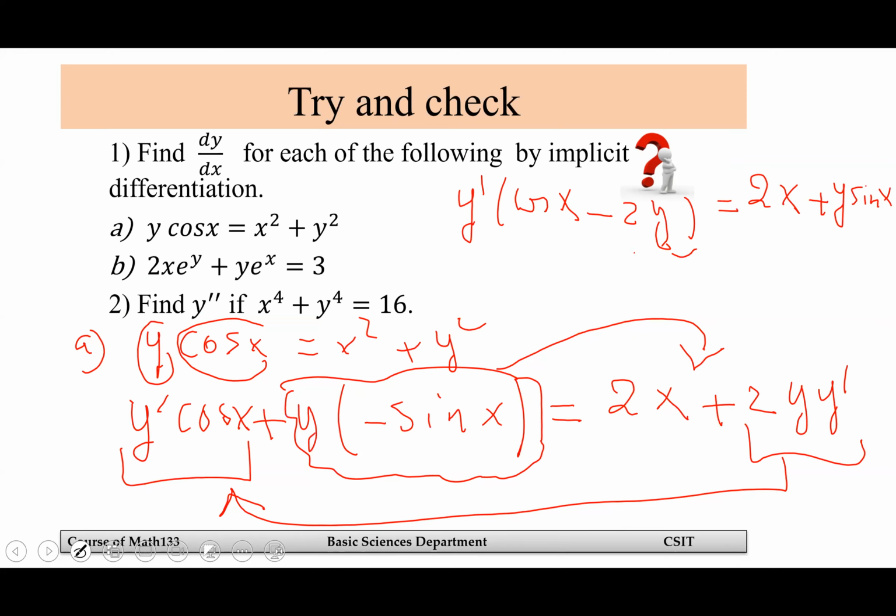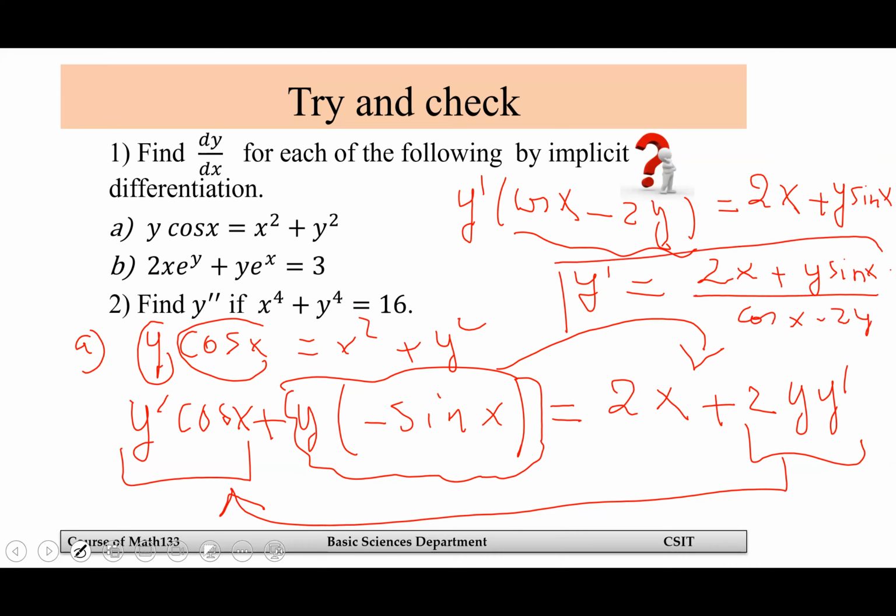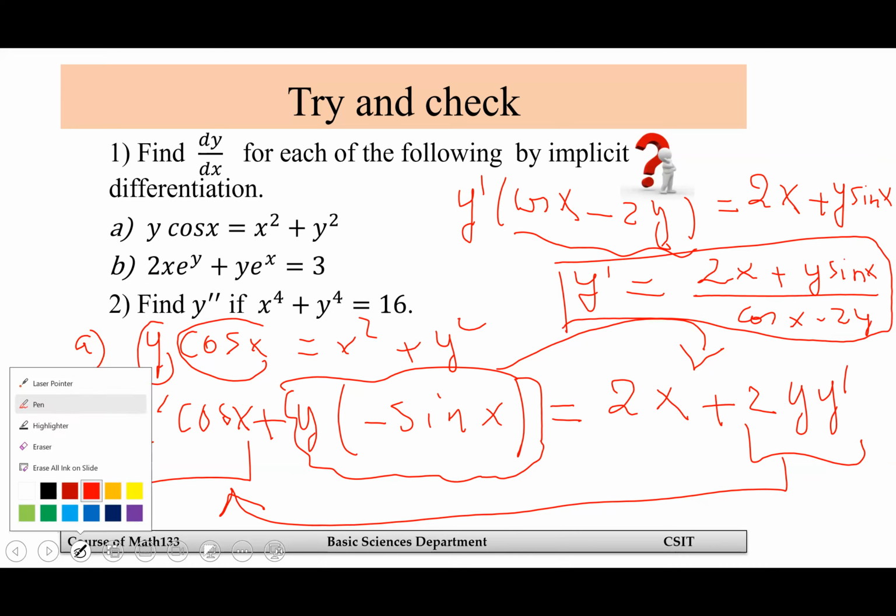Now divide by this quantity and you will get y prime. So y prime is equal to (2x plus y sine x) divided by (cosine x minus 2y). And this is the expression of y prime using implicit differentiation. Now I will go to example 2.